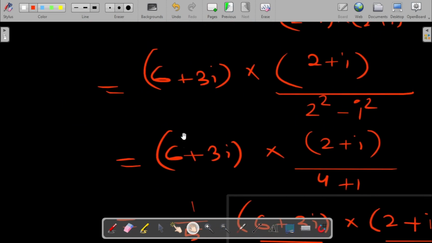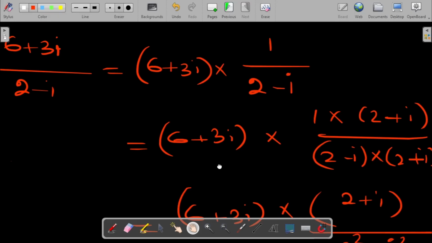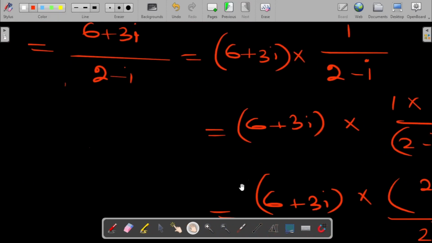So if z1, z2 are any two complex numbers, we can find in this way the division z1 divided by z2.